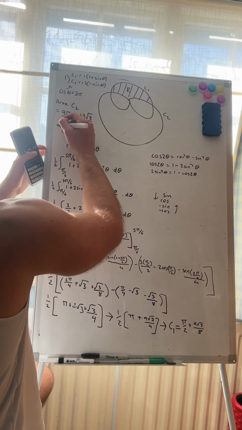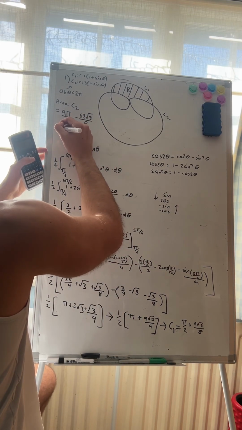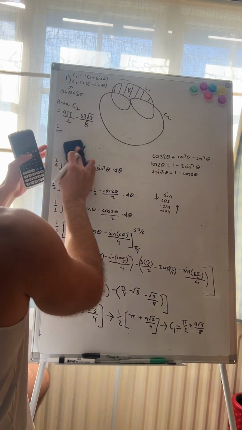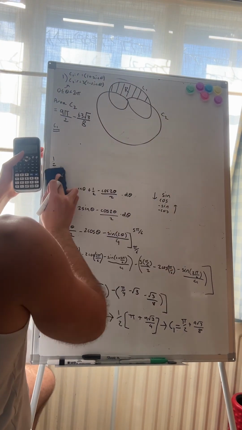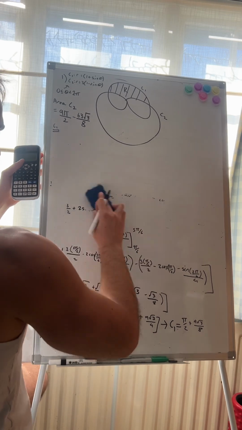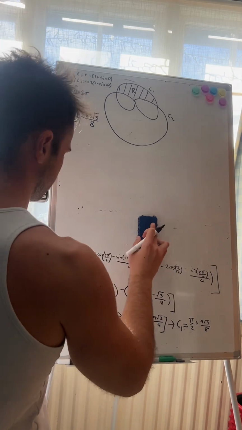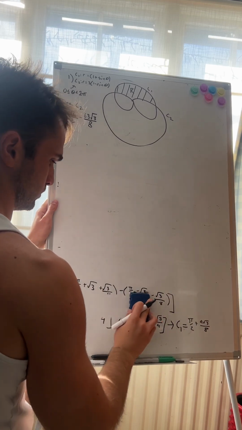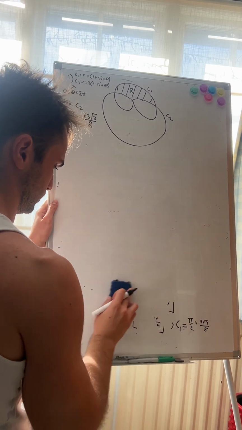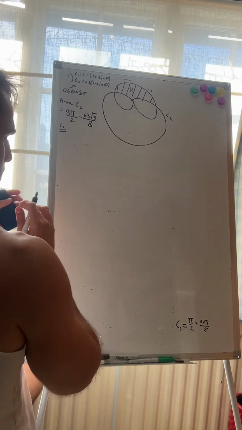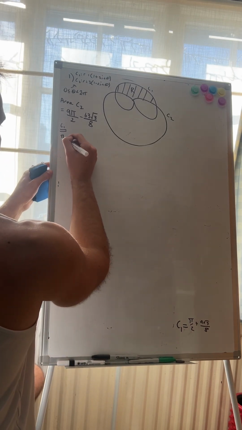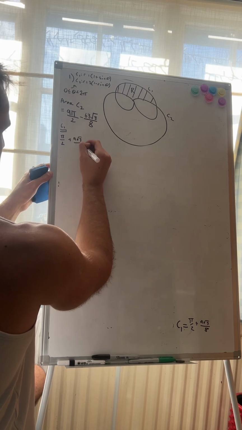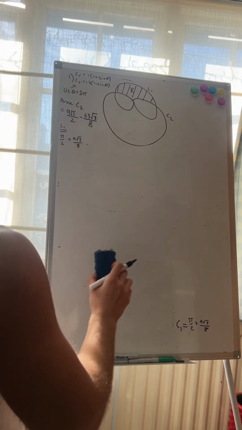So we're going to get C1 is pi over 2 plus 9 root 3 over 8. Nice.